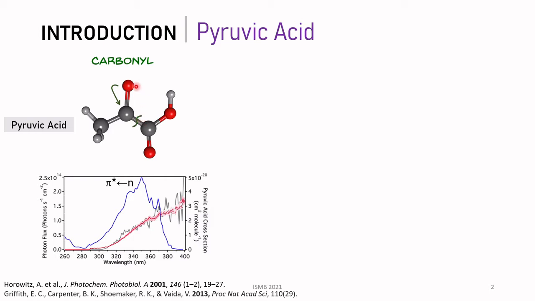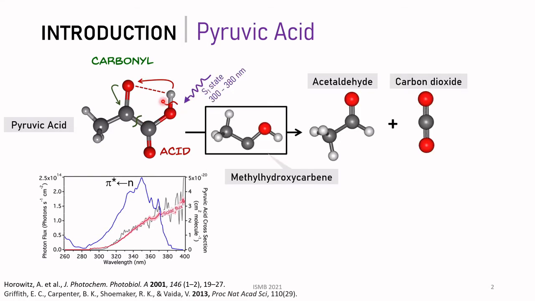However, in pyruvic acid, in the most stable conformer, which is stabilized through hydrogen bonding, this hydrogen can now hop over to the electron deficient oxygen, also leading to OH bond weakening. Now, this entire process leads to an extremely reactive intermediate known as methylhydroxycarbene. Until date, only its most stable conformer, acetaldehyde, has been observed.